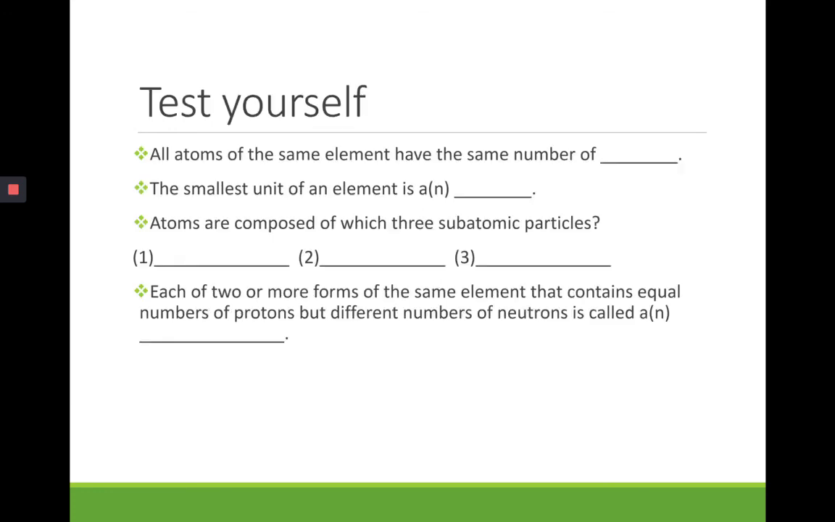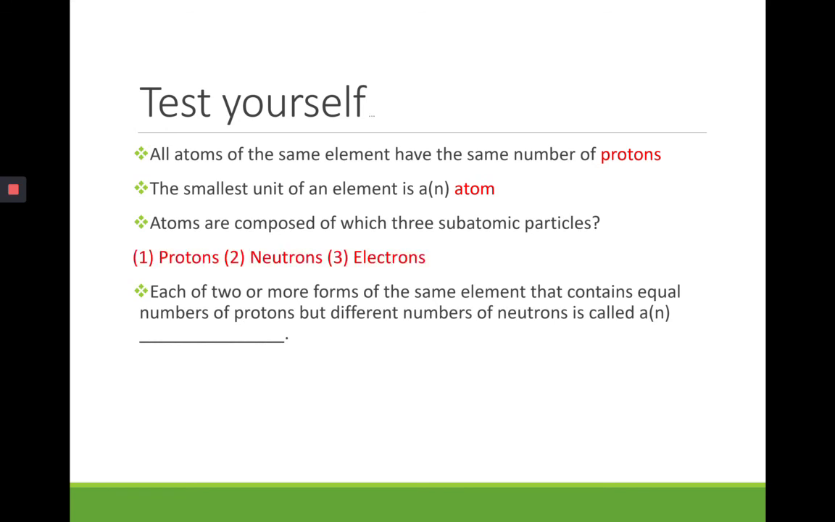But let's test ourselves. Alright, first and foremost, all atoms of the same element have the same number of protons. How about the smallest unit of an element is a or an atom. Atoms are composed of which 3 subatomic particles? You said protons, neutrons, and electrons. You're correct. And each of 2 or more forms of the same element that contain equal number of protons but different numbers of neutrons is called a or an isotope.